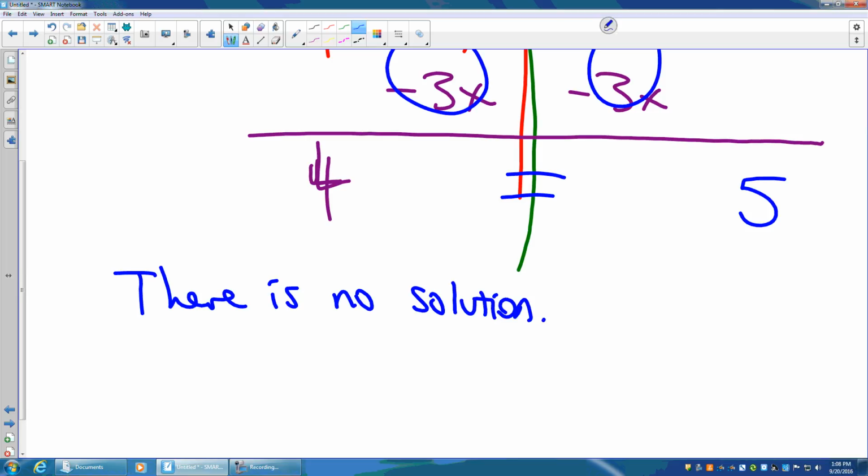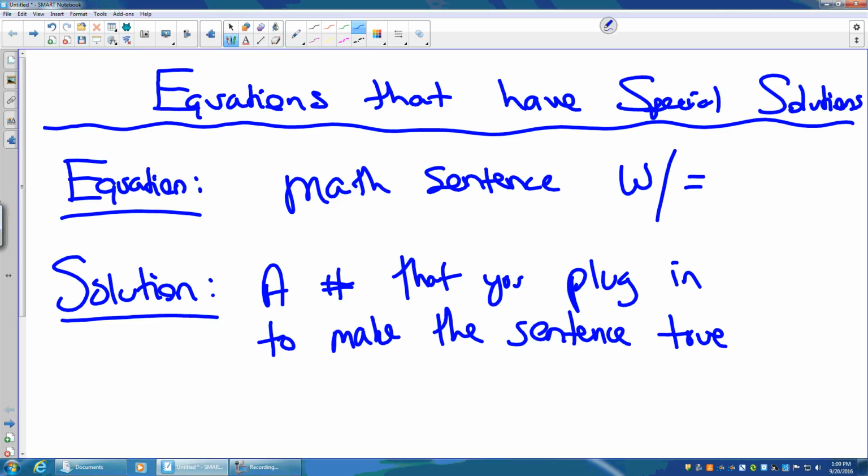Now I'm going to explain what that means here. Whenever you get rid of all your x's and one side says a number and another side says a different number, you're going to say there is no solution. Now what that means, if we go back to our definition of what a solution is, is a number that you plug in to make the sentence true.